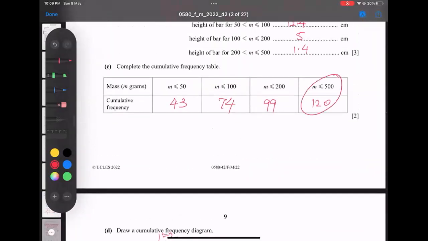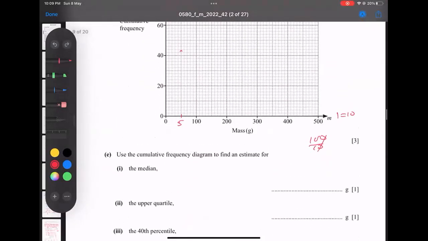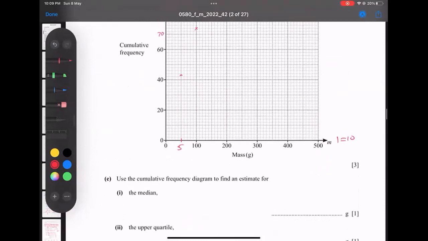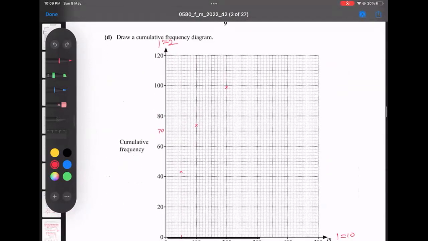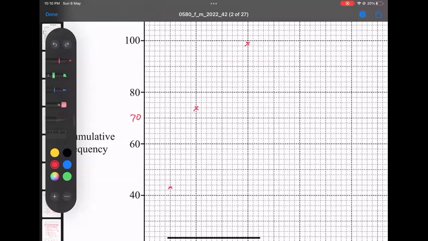And 500 and 120. 500 is here, and 120 is the peak, so it means both meet here. Now we have to join in such a way. This is a little bit hard to join here, so better I'll join first from here. Wait a minute.